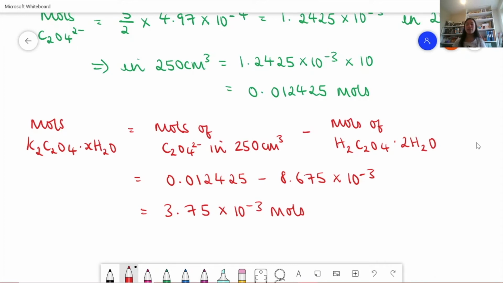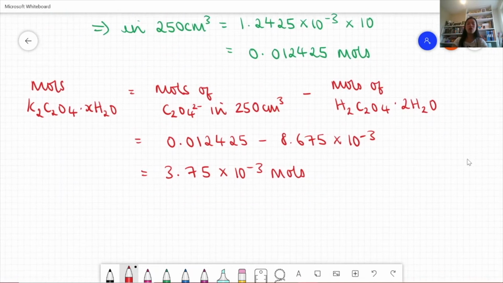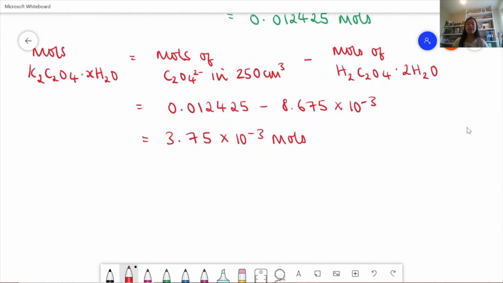And now the next thing we want to do is to find the MR of this potassium ethane dioate. And in order to find MR, because we've already got the moles, we need to find the mass. And so the way we find the mass is if we find the mass of ethane dioic acid and take that away from the original mass that was given in the question, then we should be able to find the mass of the potassium ethane dioate. So we know the moles of this ethane dioic acid.